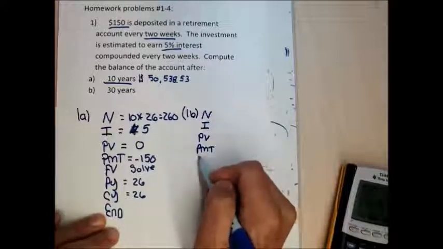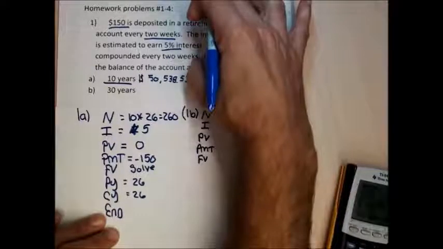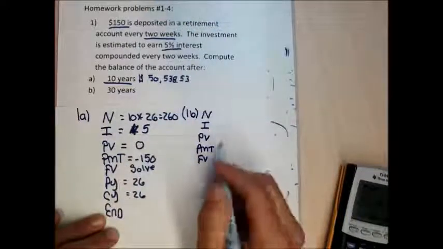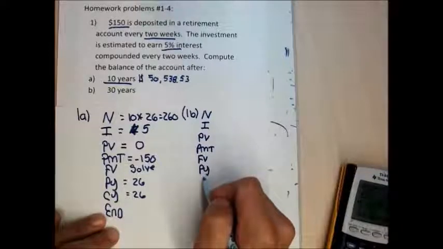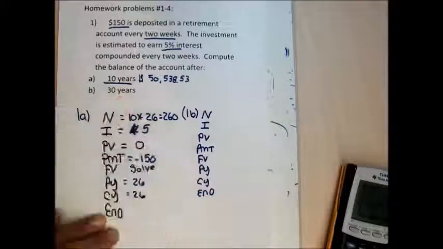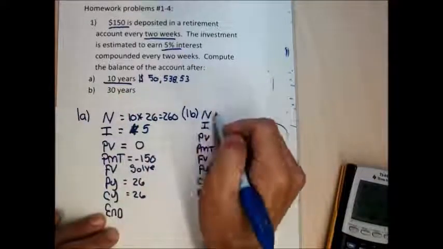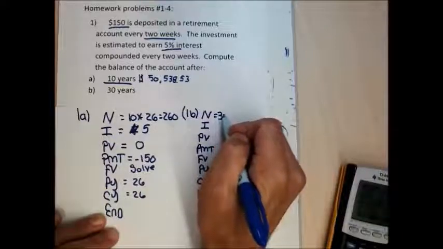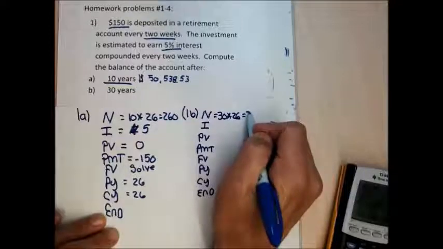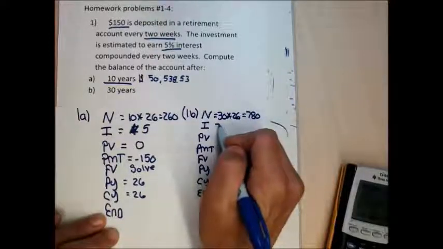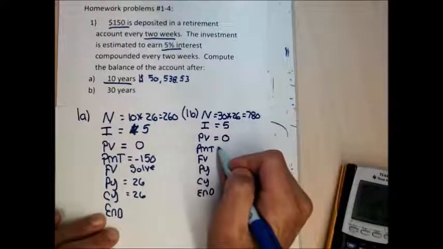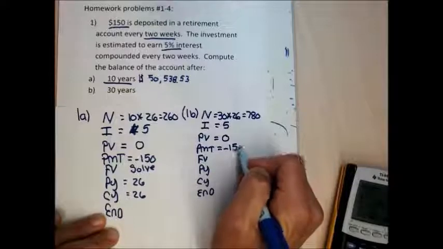So I'm going to answer using the same paragraph of data, meaning everything's the same on the screen except for the N. The difference between part A and part B is that the N has changed. In part B, the N is going to be 30 times 26. I think that's 780. Still the same 5% interest rate, still no starting money, and still saving $150 per month.